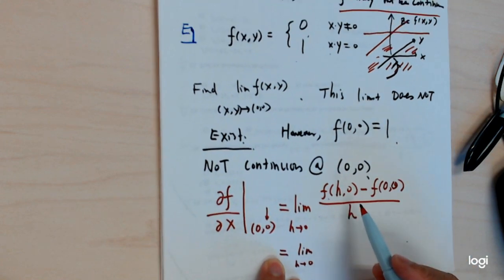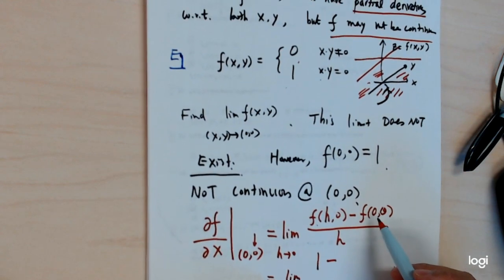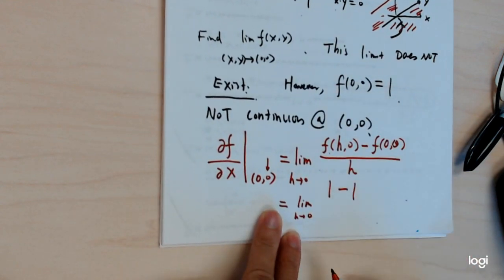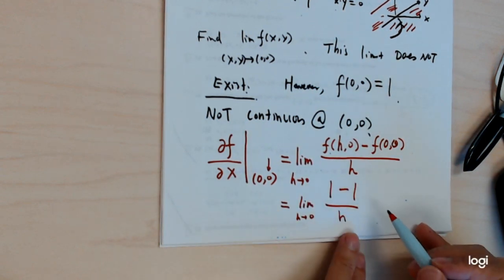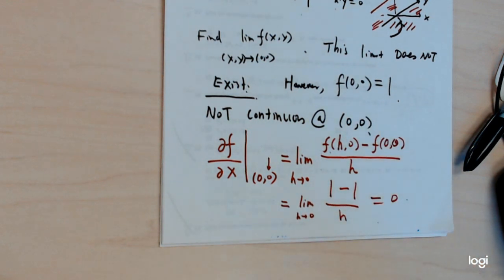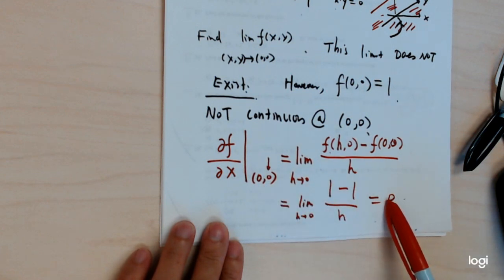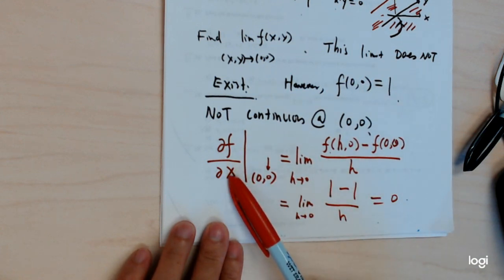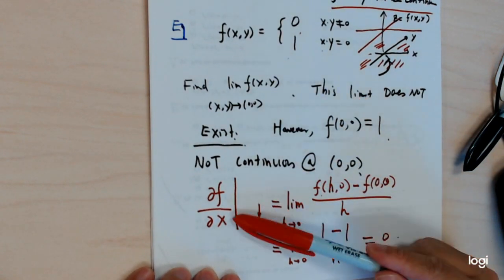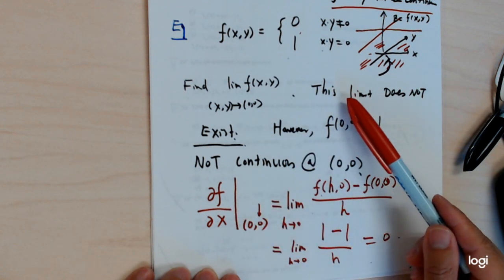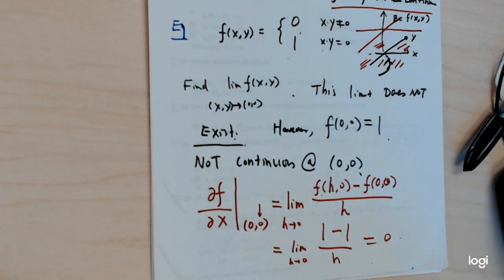f of h, 0, because the y value is 0, so the function's value here is 1. f of 0, 0 is also 1. Divide by h. So this is actually the constant 1 minus 1 over h, which is 0. So the partial derivative with respect to x at the origin actually exists, and it is 0. The partial derivative with respect to y at the origin, the same story, is also 0. So for this function of two variables, partial derivatives exist, but the function is not even continuous. So that's a huge difference.